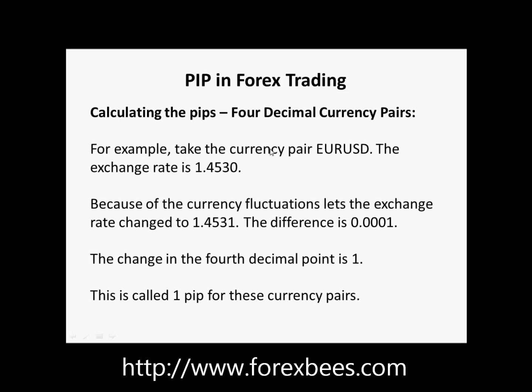For example, take the currency pair Euro US dollar. The exchange rate is 1.4530. Because of the currency fluctuations, let's say the exchange rate changed to 1.4531. Here, the last digit is changed from 0 to 1. That means the difference is 0.0001. The change in the 4th decimal point is 1. This is called 1 pip for the currency pairs which have 4 digits after the decimal point.